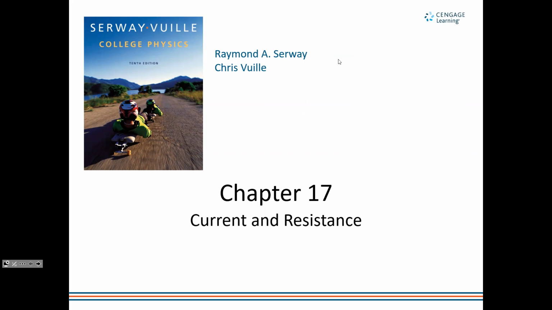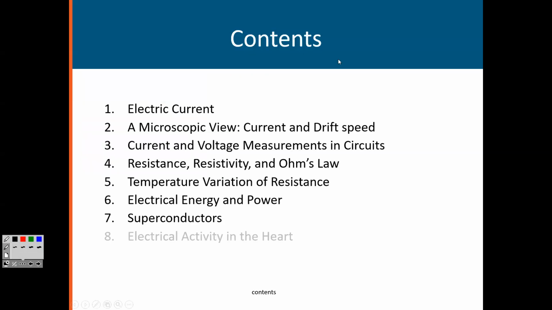So we start with the electric charges. We looked at the electric charges and force, electric force and electric field. Now we move to what happens when these charges start moving. That is when we have current. And with the current, there is another concept called resistance. So we will discuss this. This chapter is all about current and resistance. So this is the contents of this chapter.